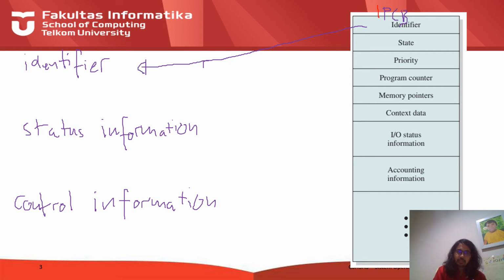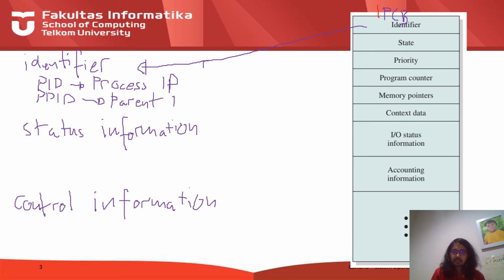For example, we have PID, which is process ID, and we have PPID, which is the parent process. So each process has a parent process. And then we have the UID. UID is the user ID.